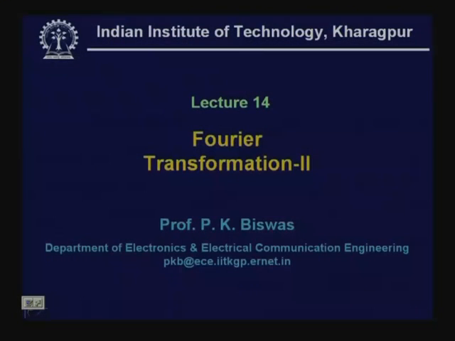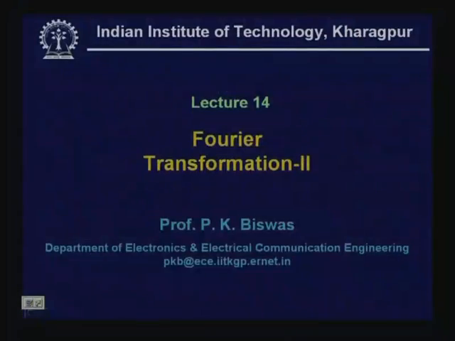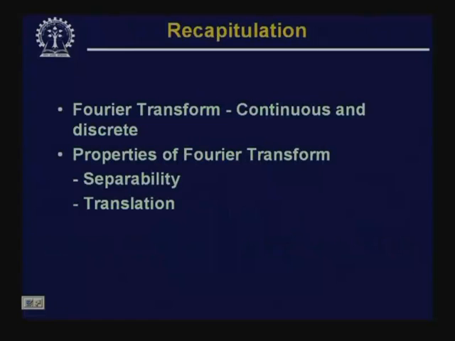In our last lecture, we started the discussion on the Fourier transformation, and towards the end we saw some of the properties of the Fourier transformation. In the last class, we talked about the Fourier transformation in both the continuous and the discrete domain, and we talked about some of its properties, like the separability property and the translation property.